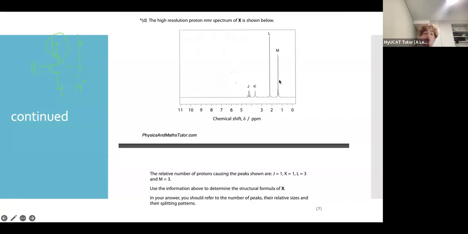This one's next to a carbon with one proton because the splitting pattern follows the number of protons on the adjacent carbon plus one. Okay. How is K a singlet? Because it's probably the OH group. If it's attached to an oxygen, it just produces a singlet peak because there's no hydrogens adjacent to it. Okay, let's carry on then.